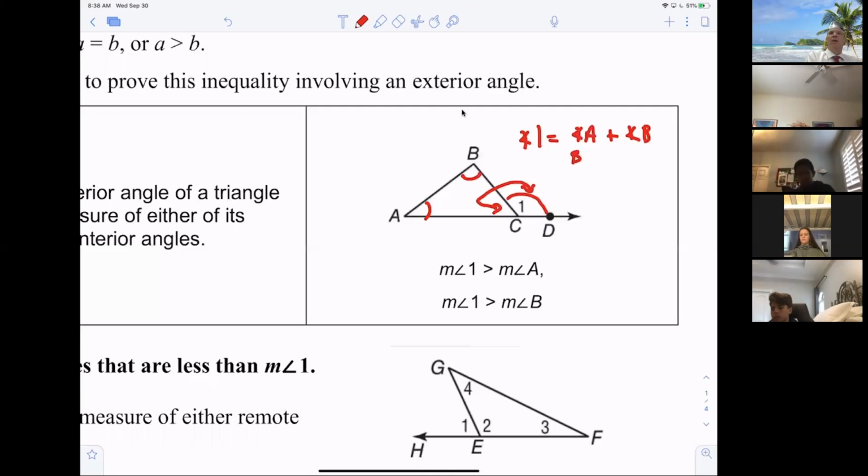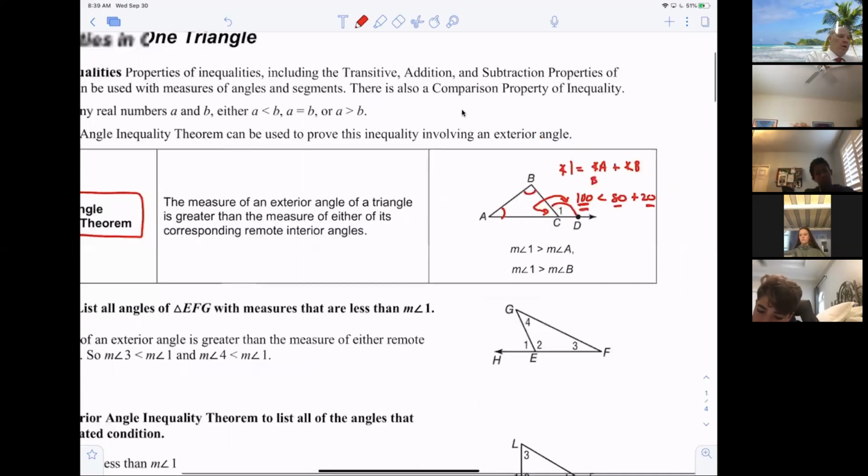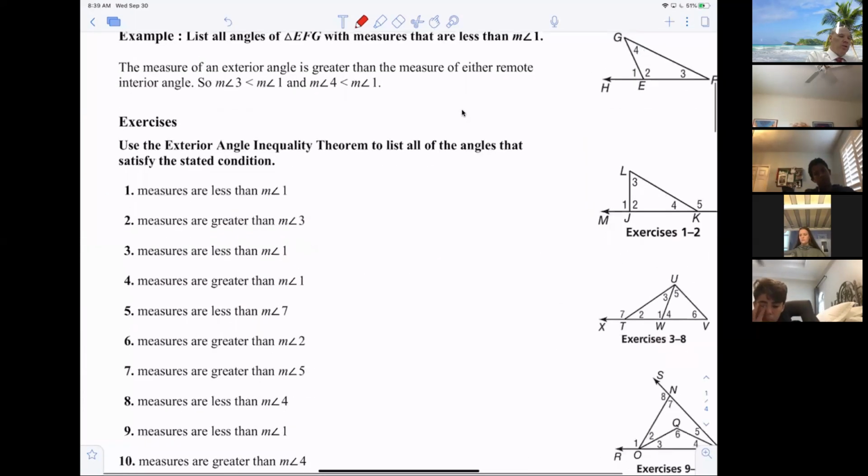No. Angle 1 is equal to angle A plus angle B. So let's say, for example, angle 1 was 100 degrees. That could be 80 and 20, right? This is greater than this, and this is greater than this. That's what they're telling you. All right, that's it. Simple. Obvious, right? Everybody should say that's just so obvious, right? So now let's look at the question.